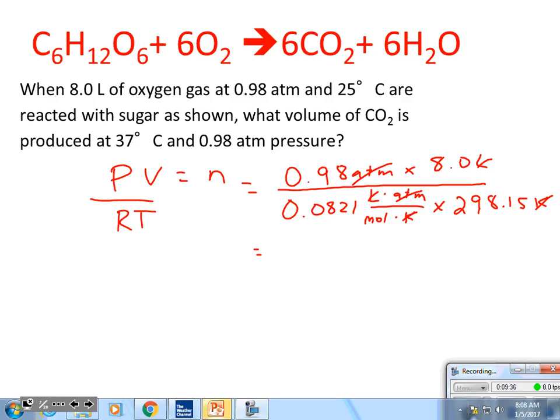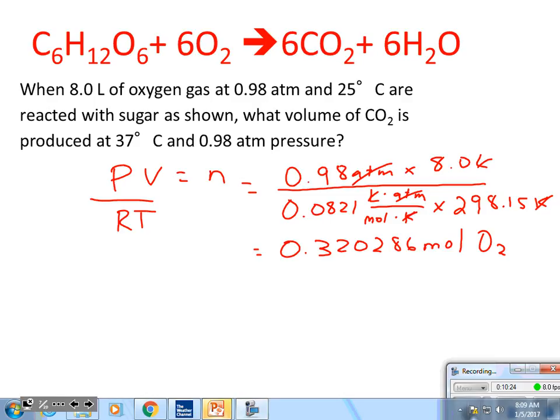So when I do my math, I come up with 0.320286, and this is moles of oxygen, right? We okay thus far?